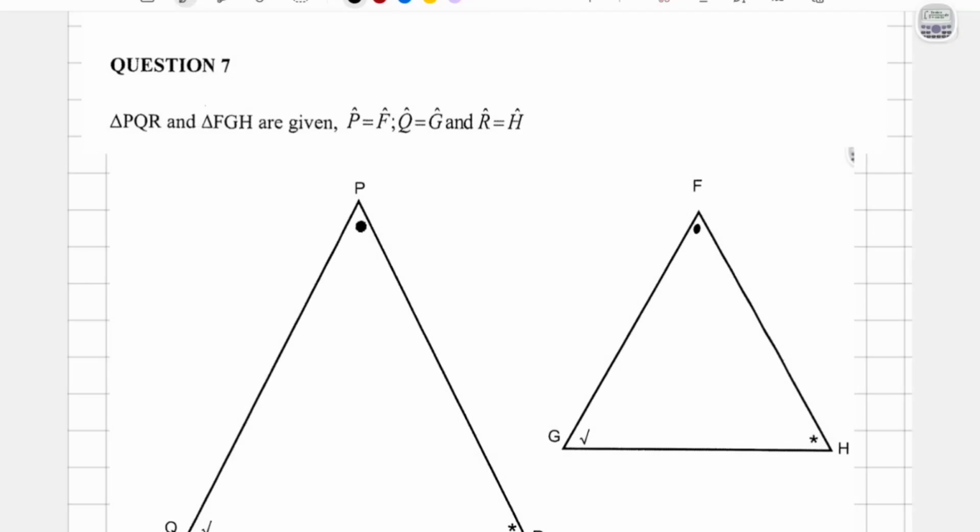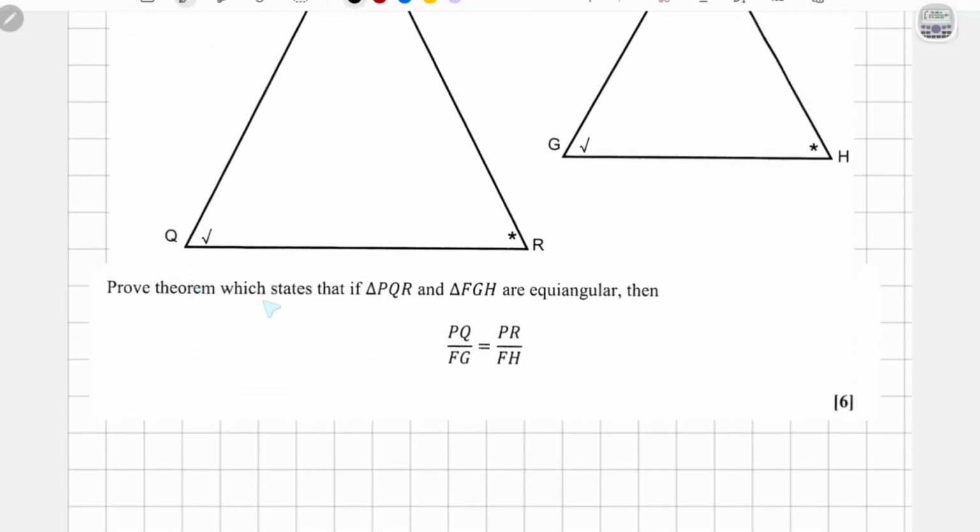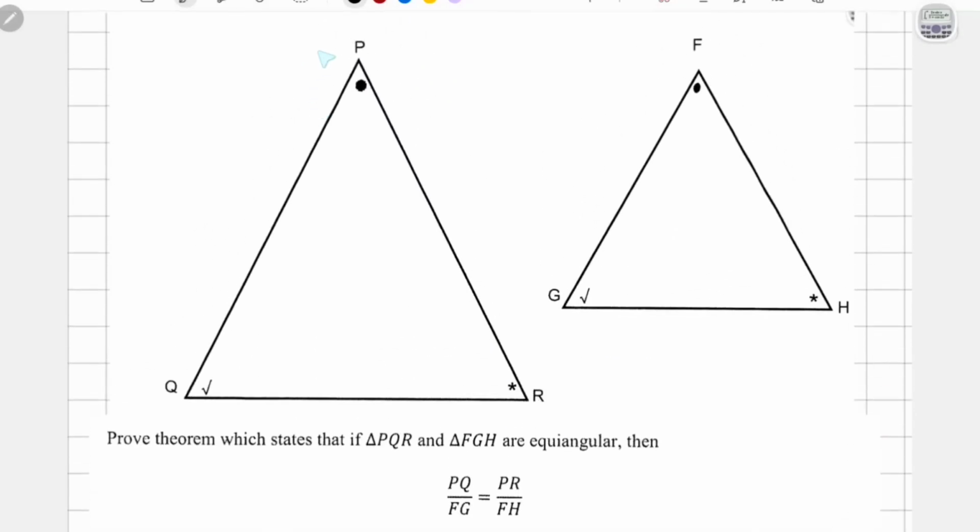Okay. So what we are told is that triangle PQR, this bigger triangle, and triangle FGH, the smaller one, are given. And then they tell us that angle P is equal to angle F, and angle Q is equal to angle G, and angle R is equal to angle H. And what we have to do is prove the theorem, which states that if triangle PQR and FGH are equiangular, then it means that PQ over FG should be equal to PR over FH.